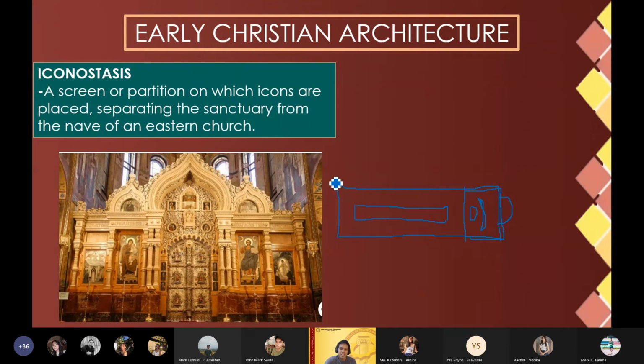So they did this kind of wall during the time that they have relics and statues. Actually, it's very familiar in our churches. Mostly those are iconostasis.